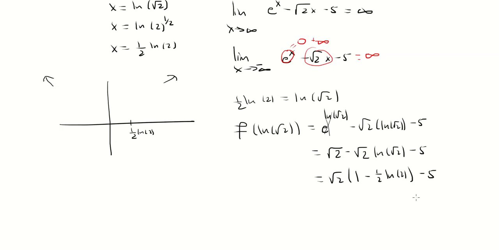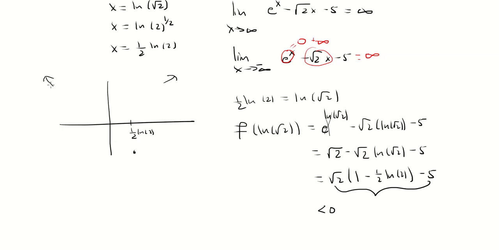We know that ln of 1 is 0. Ln of 2 has to be bigger than 1. And so basically, this thing right here, using a calculator, will be less than 0. And so that will say somewhere down here. That's going to be our local minimum.